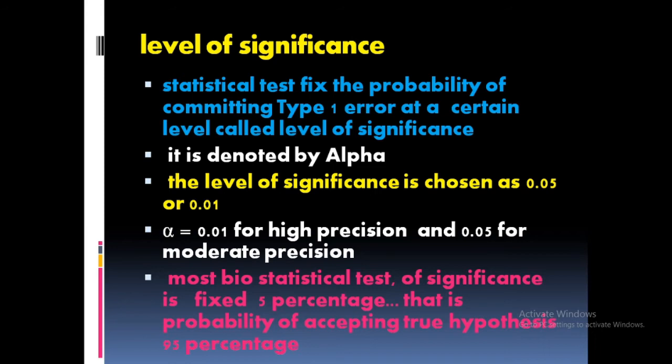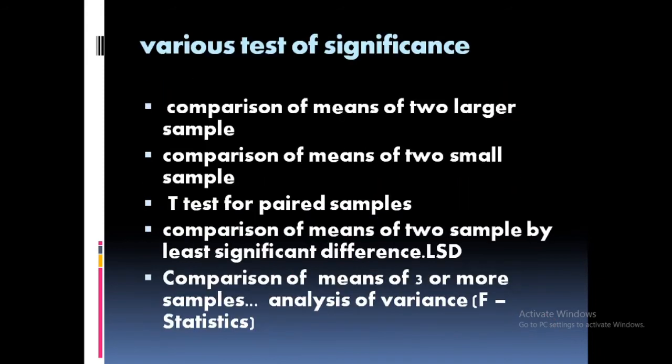Probability of accepting a true hypothesis is 95%. In a test of significance, in most cases it is fixed as 5%. Clear? So the desired level of significance is always fixed in advance before applying the test. So in front of an experimenter, there is a choice of level of significance.